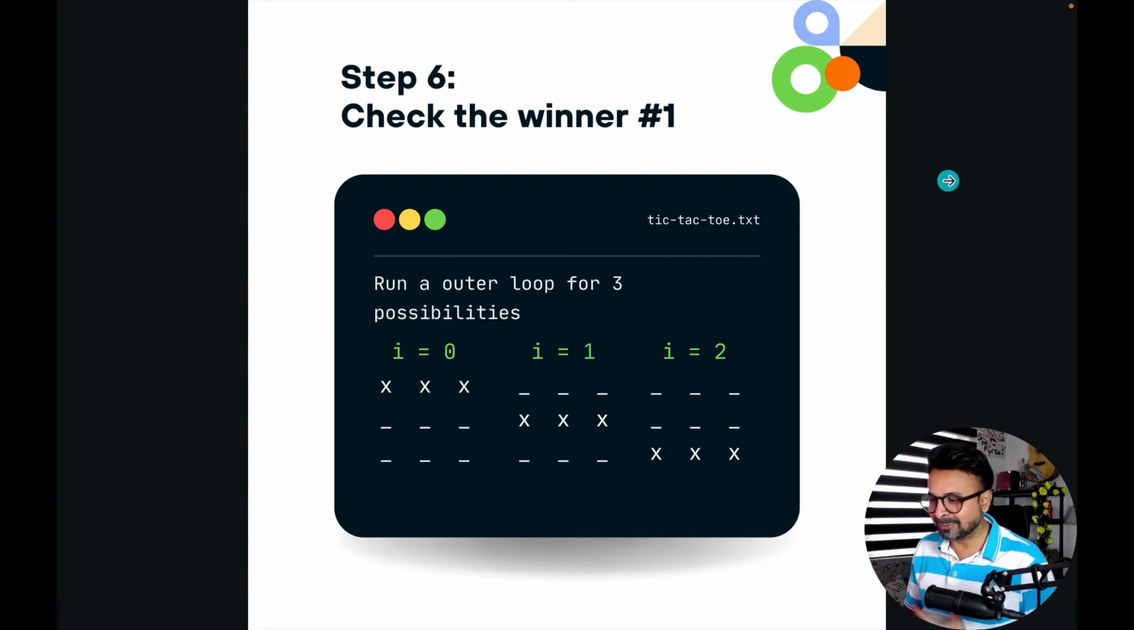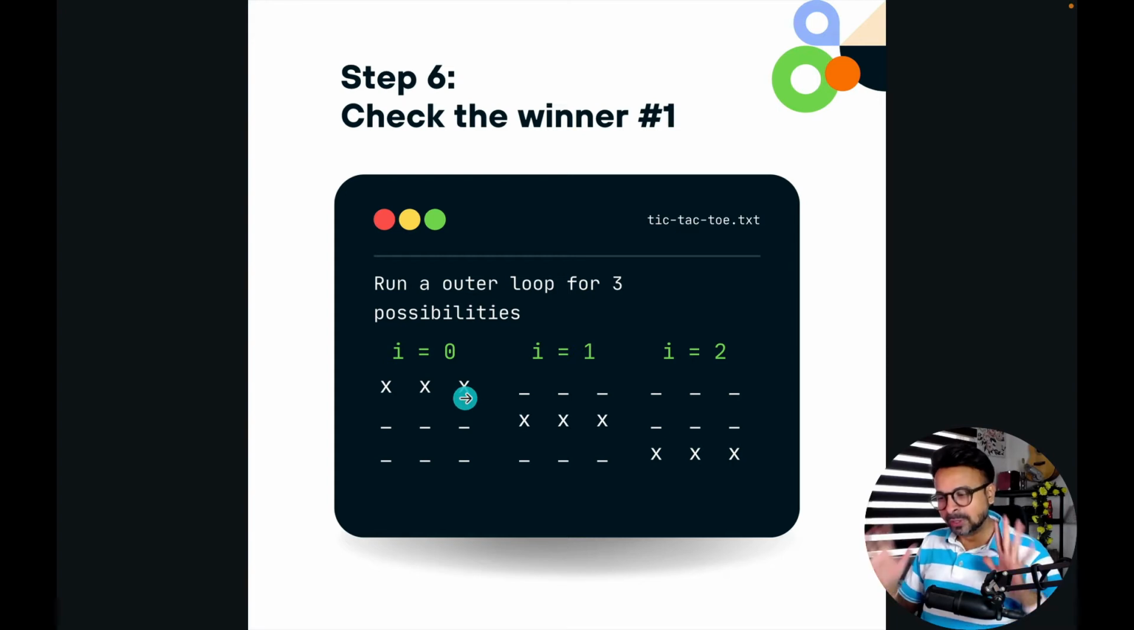I have made a lot of visualizations for you, and I'm going to make it really simple. I have these three grids. Basically, there are three different possibilities, because I need to check for three different rows. So obviously I need to go through the zeroth row, first row and second row, and so we need an outer loop for that.